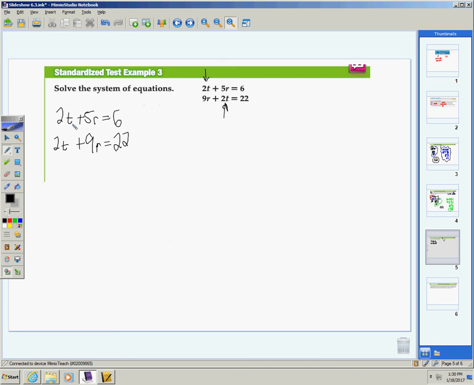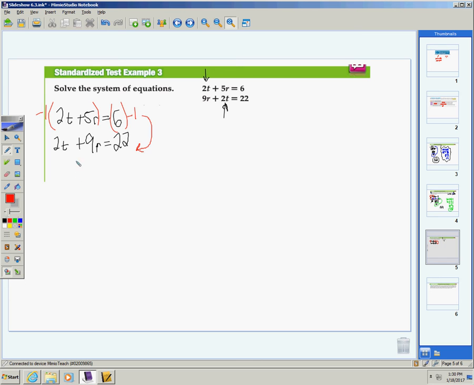And now you can see for my t's, I have the same coefficient. But to use elimination, I need opposite coefficients. So what I'm going to do is take my first equation and multiply each side by -1. Because as long as I do the same thing to each side of my equation, it's still going to be equal. So this will still work as long as I do the same thing to each side. And then I'm just going to rewrite my answer underneath my second equation.